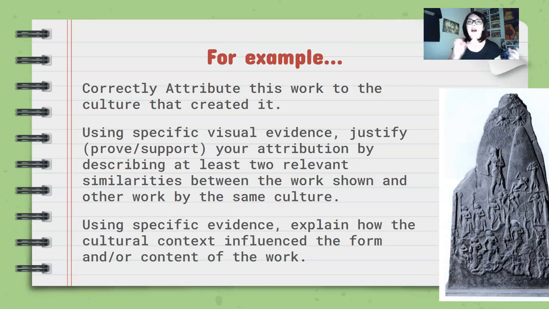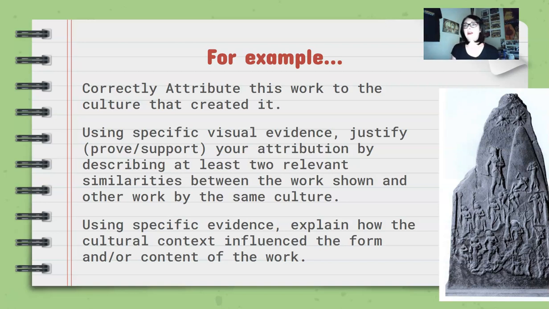Pretty easy. I attribute this work of art to Near Eastern, or Mesopotamia, or Sumerian, right? It depends how specific you want to get. Using specific visual evidence. Remember, this is important, that you can point to and go, look right there, right? Justify your attribution. That means prove it or support it, right? By describing at least two similarities between this work and another work by the same culture.